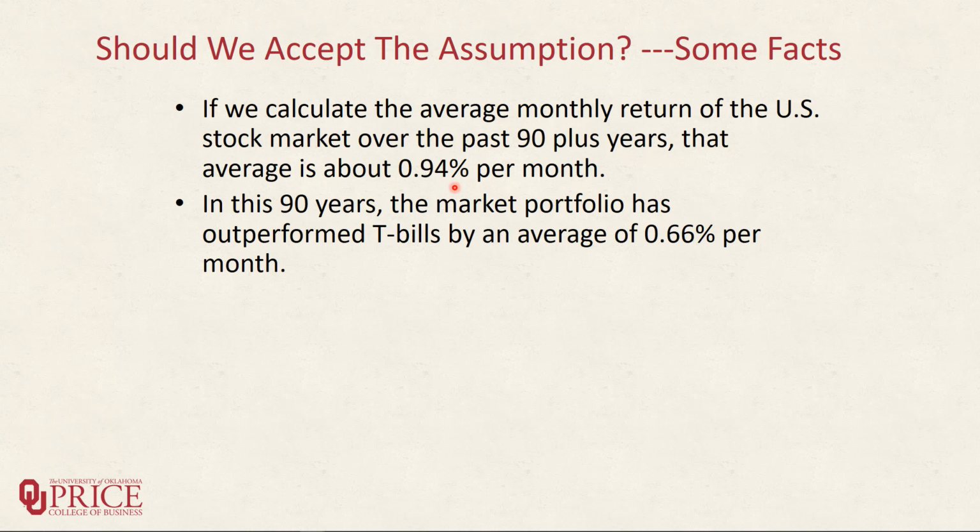And also, if we calculate for each month the difference between the market portfolio return and the T-bill return, and then take the average over the past 90 years, the average of that difference is about 0.66% per month. In other words, the US stock market outperformed the T-bill by about 0.66% per month over the past 90 years.